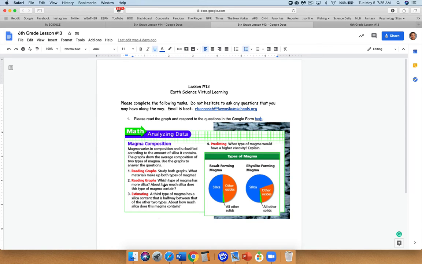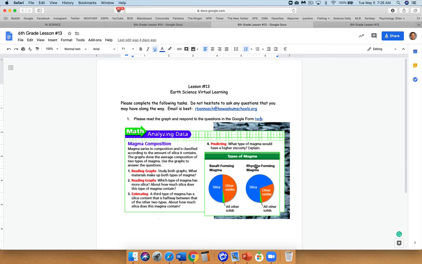Number two, which type of magma has more silica? And I know I busted these two questions into two separate questions, so this is number two that we're going through right now. The second part will be number three. So it says, which type of magma has more silica? When you look at this one, it's about halfway, making up the circle. And this one over here, if it's half, it would be right here. So it's slightly bigger than half.